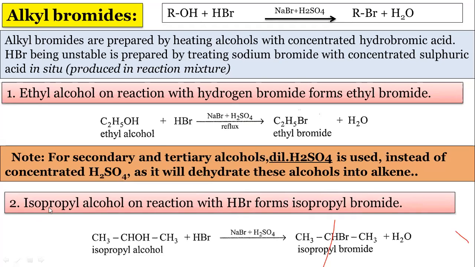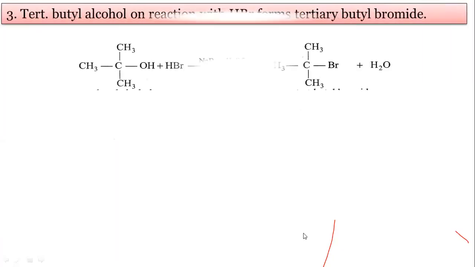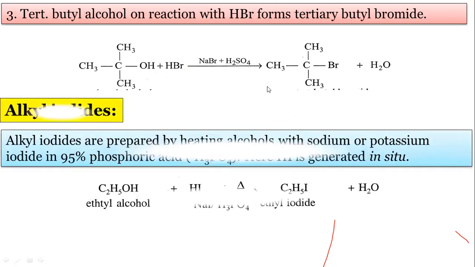Okay. So see this isopropyl alcohol on reaction with HBr. This HBr is prepared in situ by using NaBr and H2SO4. This OH is replaced with Br and we get isopropyl bromide. So this is an example of tertiary alcohols. Tertiary alcohol plus HBr, same reaction, OH is replaced with bromine, no change in the reaction.